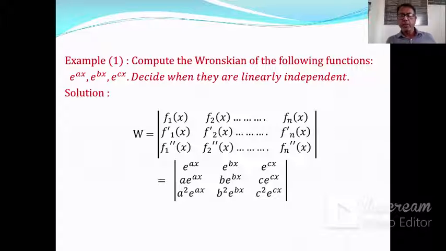Its derivative is a e to the power ax, b e to the power bx, and c e to the power cx. Again, take the derivative of this, meaning the second derivative, which is a square e to the power ax, b square e to the power bx, c square e to the power cx.